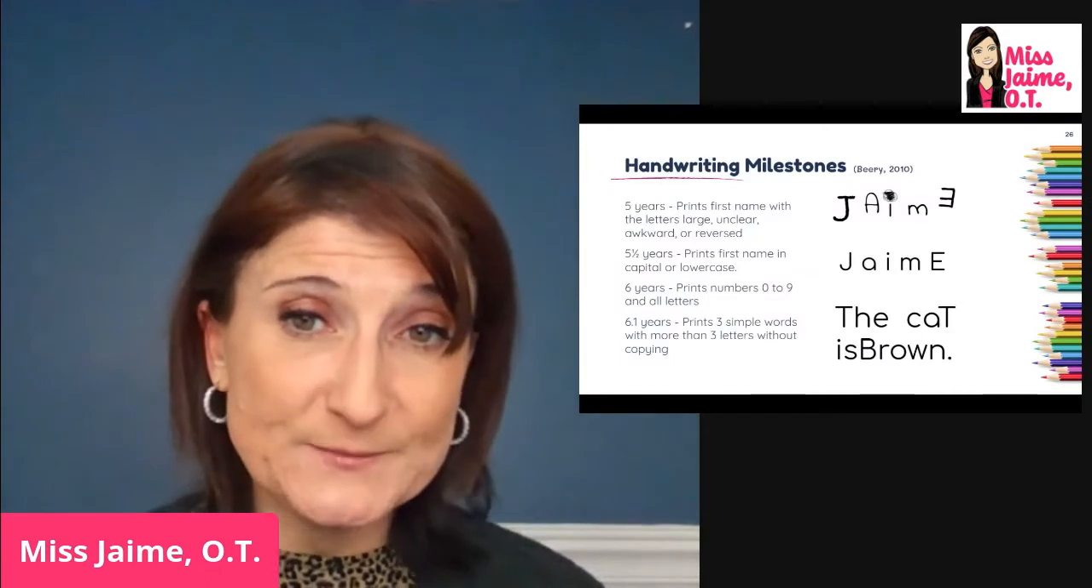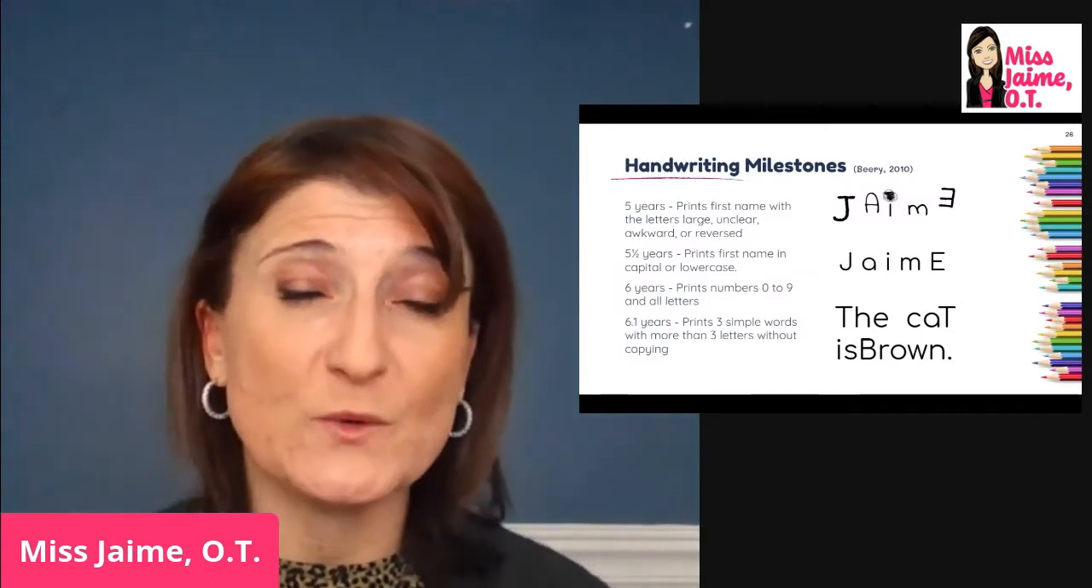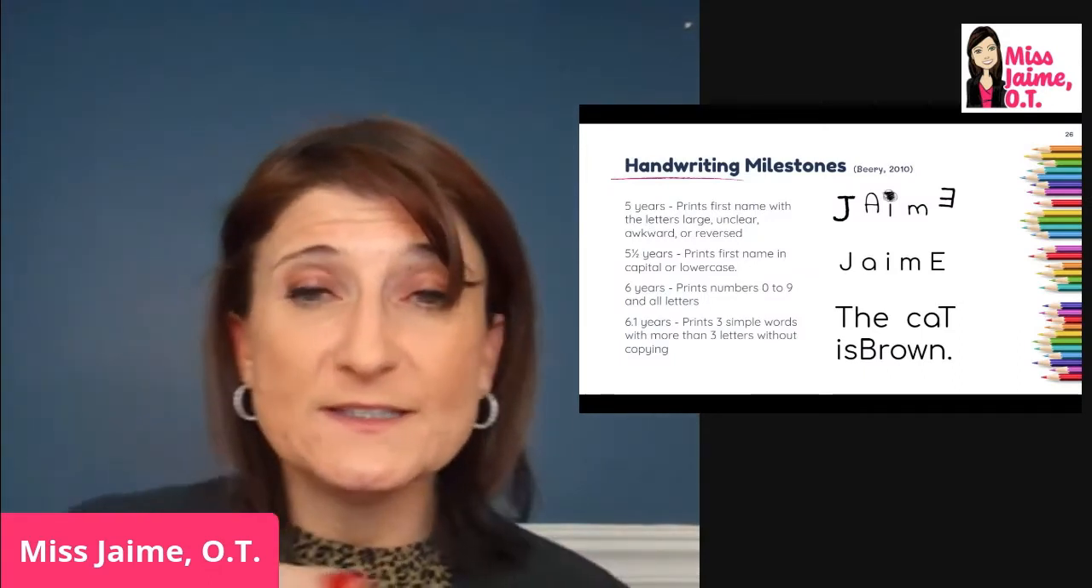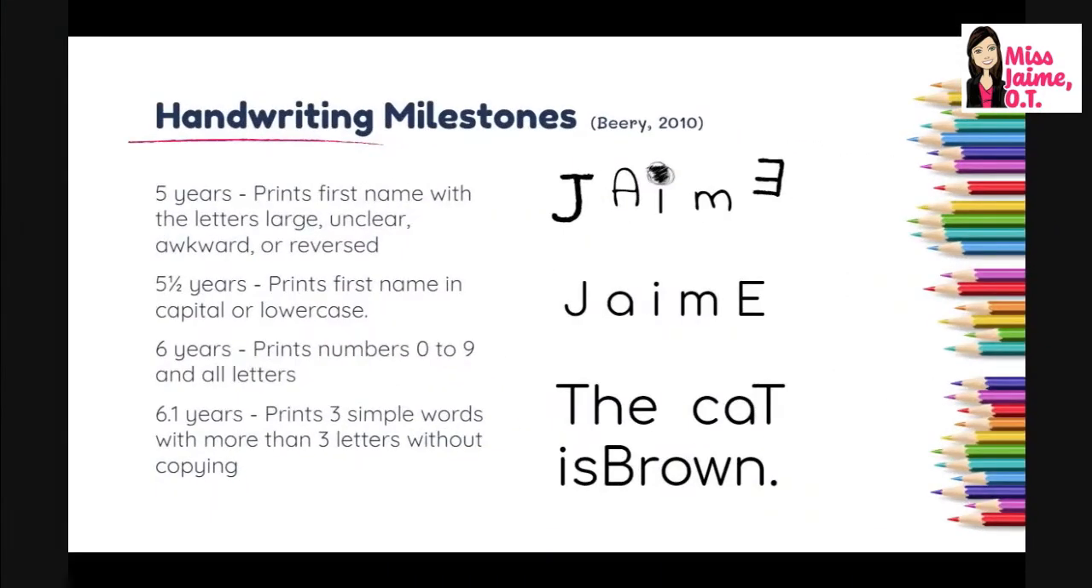Handwriting milestones are also something that we can't ignore. When a child is about 5 years old, they should be able to print their first name with letters that are large, unclear, awkward, and reversed. So I put my name up there. It looks a bit messy, but you can read it even though it's not perfect.